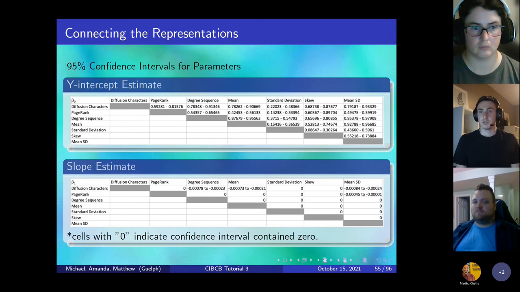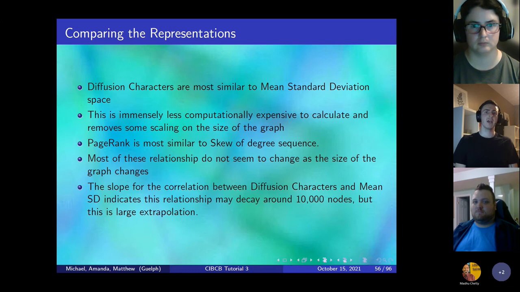So again, just to quickly summarize, diffusion characters are most similar to mean standard deviation. This is immensely less computationally expensive to calculate and removes some of the scaling on the size of the graph. PageRank is the most similar to skew of degree sequence, and most of these relationships do not change as the size of the graph changes.